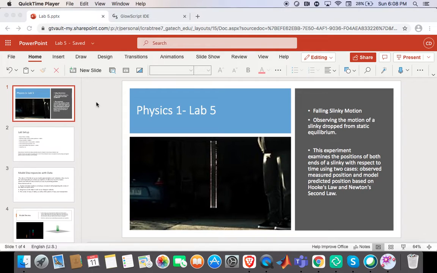This lab observes the motion of a slinky dropped from static equilibrium. This experiment examines the positions of both ends of a slinky with respect to time using two cases: observed measured position and model predicted position based on Hooke's law and Newton's second law.